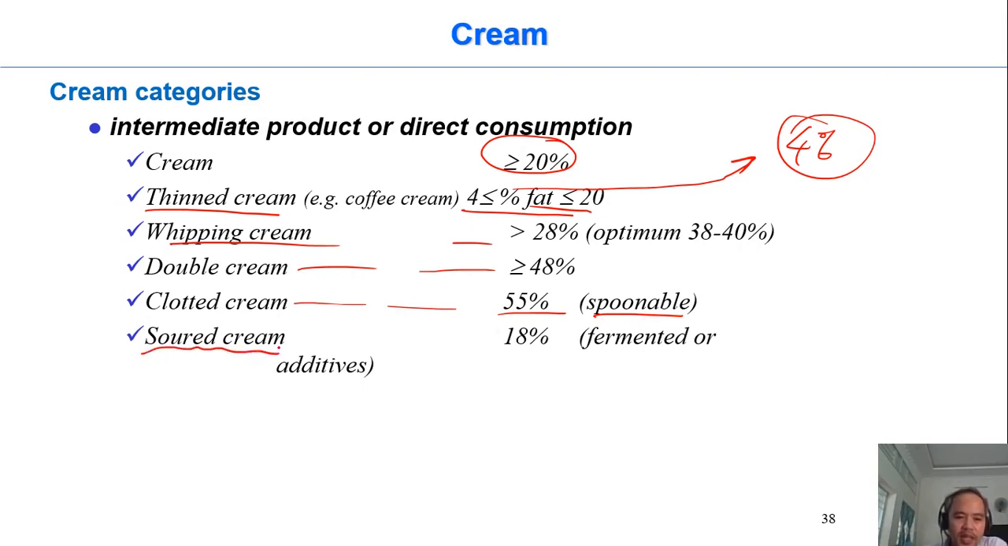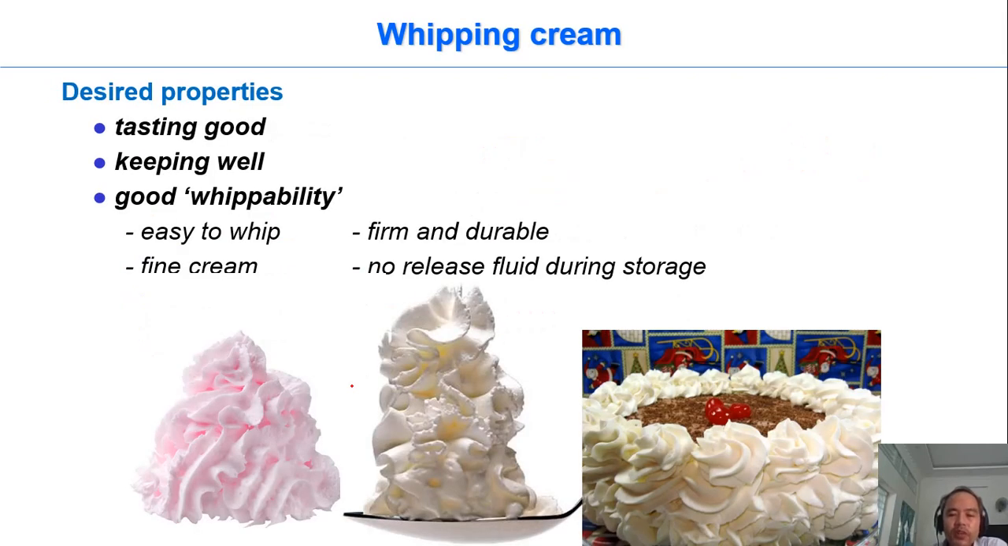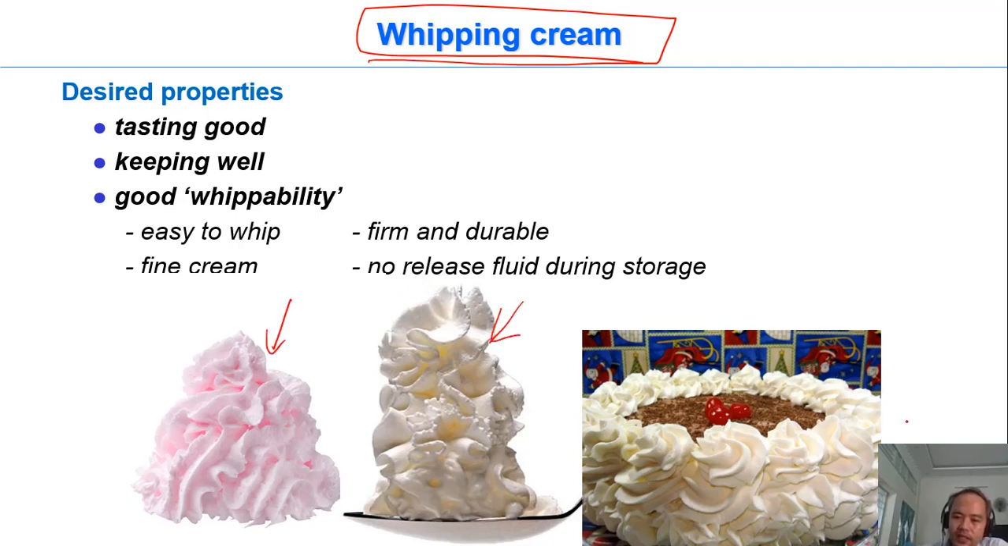Or we have sour cream, made by fermentation or by addition of some additive. It is important for the product on the market. An important market product is whipping cream. When you have a birthday, you buy the birthday cake. The important part of the cake is made with whipping cream. It's the cream that, after whipping, gives you this appearance, this texture, and this volume. When you whip it, it expands a lot in volume. We have a good structure like that.